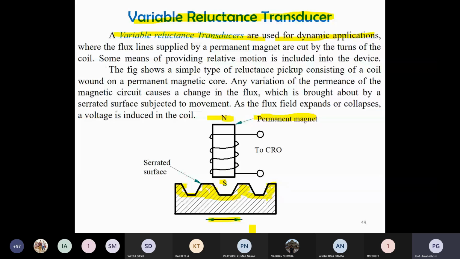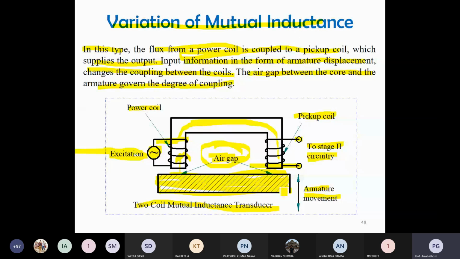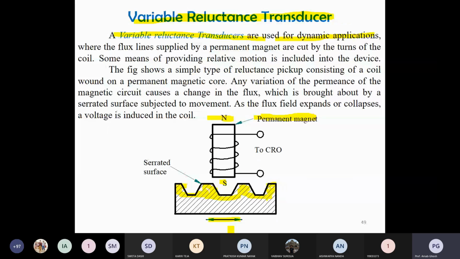What kind of movement is there? It is horizontal movement. In the previous slide you saw vertical movement, but here it is horizontal movement. One coil is connected over the permanent magnet. These two connections are directly given to the CRO for measuring how much induced EMF is there.